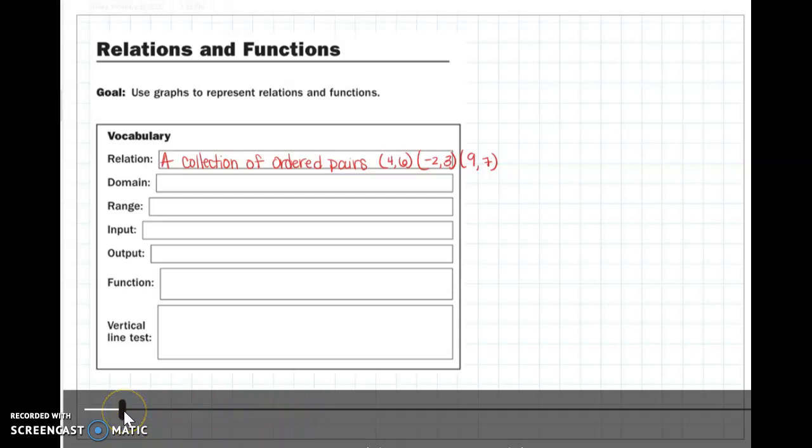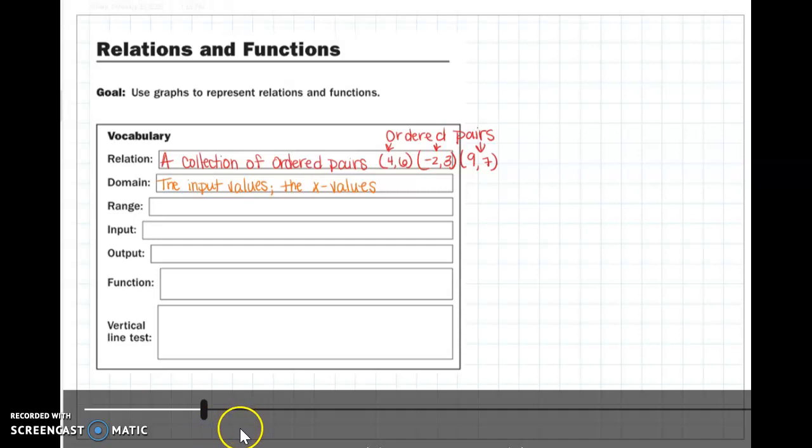The next vocabulary word was domain. Oh, I labeled the ordered pairs. Here we go. Domain: the input values, or the X values. So domain, input, and X values. They're all 3 the same thing.